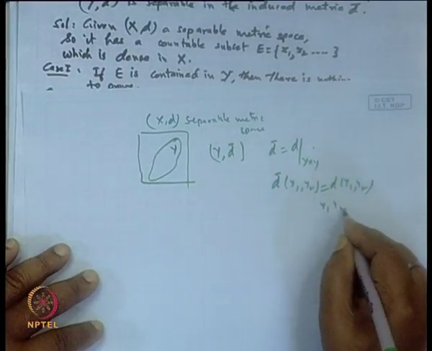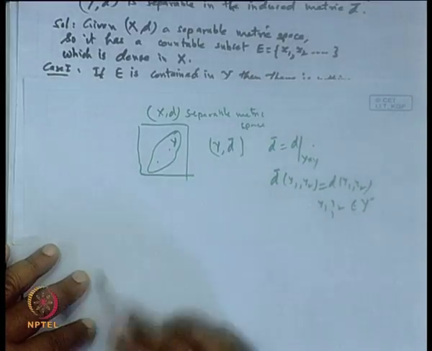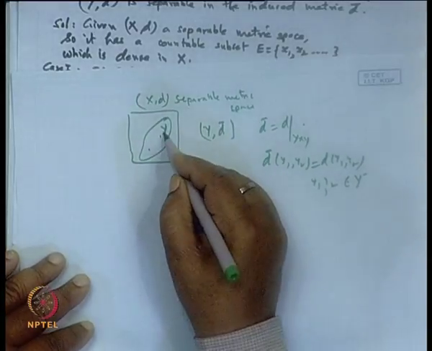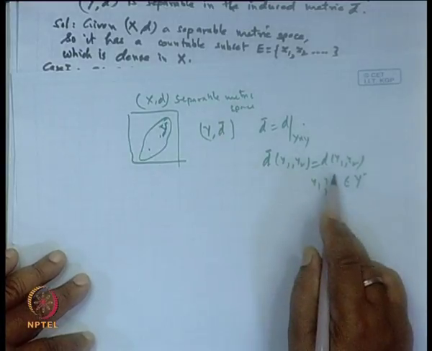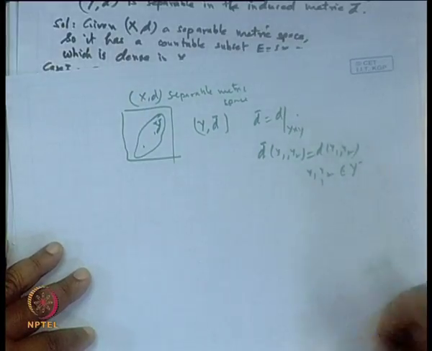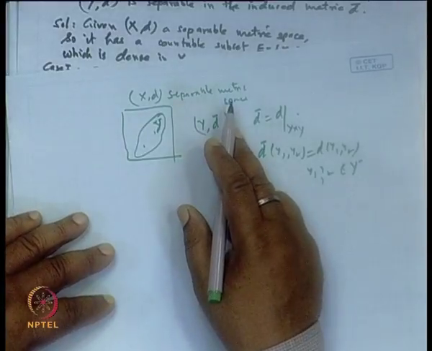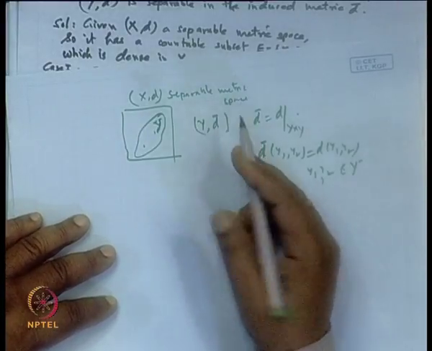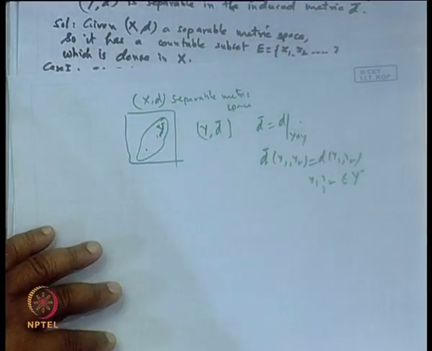So, d bar of y1 and y2 where y1, y2 belong to capital Y. If the points are in Y, then both these metrics d bar and d will give the same distance. But if the points are in X, then these values may not be the same. So, what it says is, if X is a separable metric space, then its subspace under the induced metric will also be separable.